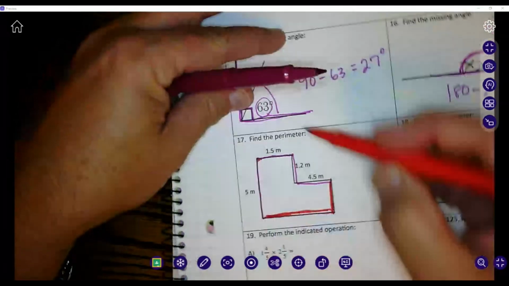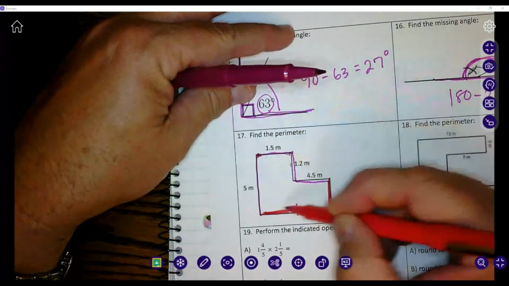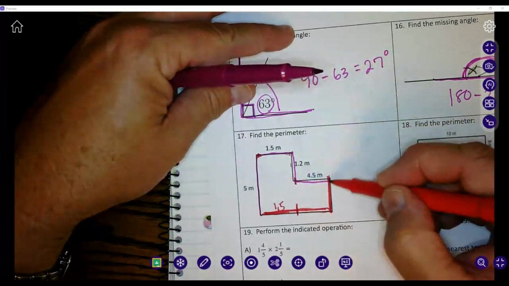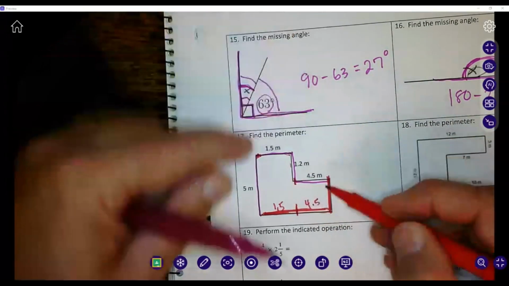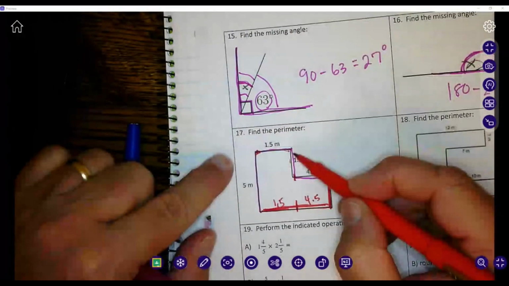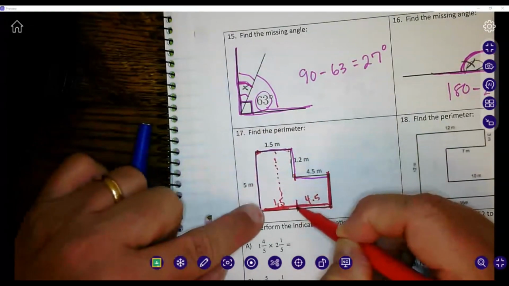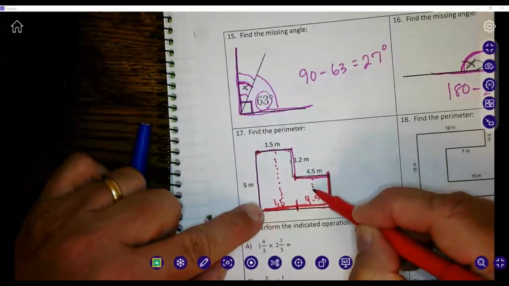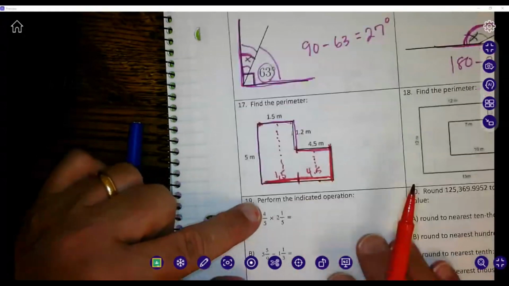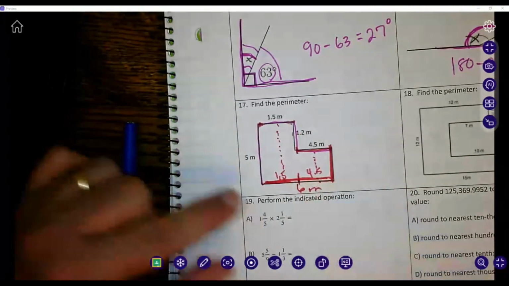From here to here is 1.5 meters. So this much is 1.5. From here to here is 4.5. So he was talking about taking that segment, that piece, and thinking of taking this side and moving it all the way down to here, and taking this side and moving it all the way down to here. And so 1.5 and 4.5 would give us 4, 5, 6 meters.